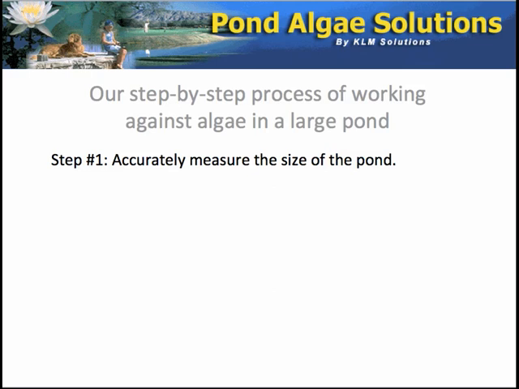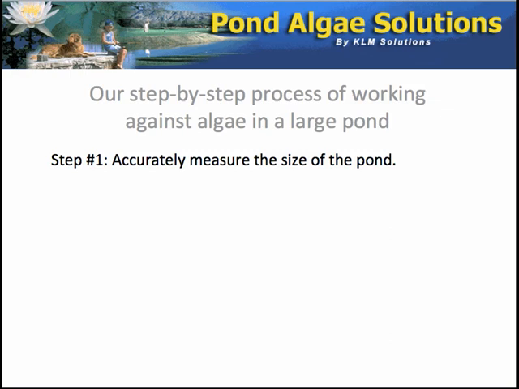So the first step that we take whenever we're evaluating a pond, we want to accurately measure the size and volume of the pond, usually in a gallon measurement or an acre-feet measurement. We've got calculators on our site that can help you with this. If you know the general dimensions of the length, the width, and the average depth, you can punch those numbers in and it will kick out numbers relating to the gallon volume or the acre footage of that pond.